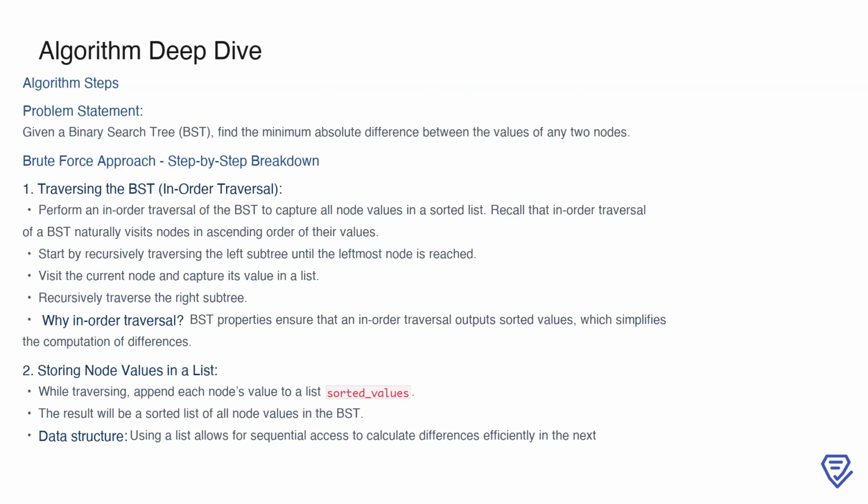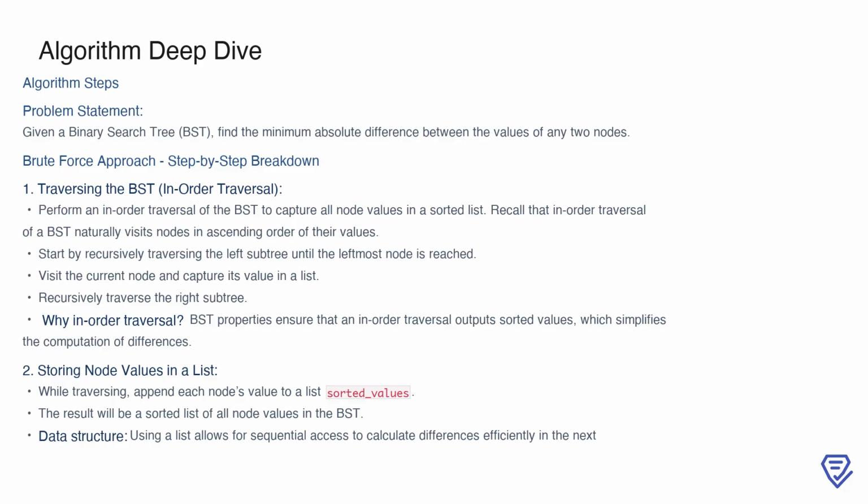To tackle the problem of finding the minimum absolute difference between any 2 nodes in a binary search tree, we start by understanding the brute force approach. The first step is to traverse the BST using in-order traversal. This method ensures that we visit all nodes in ascending order of their values, thanks to the properties of a BST. During this traversal, we recursively explore the left subtree until we reach the leftmost node, then we visit the current node and capture its value in a list. Finally, we proceed to traverse the right subtree.